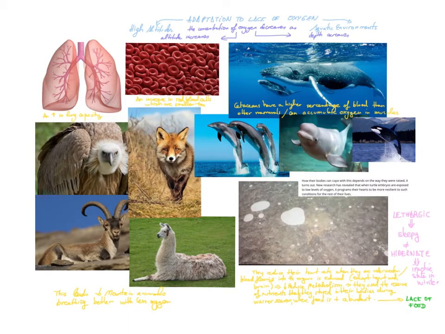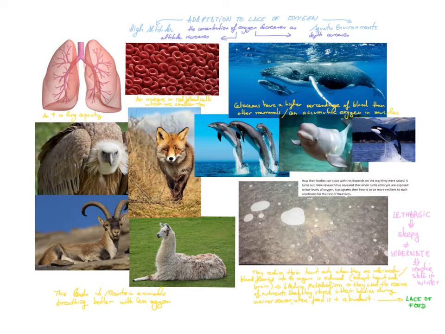The adaptation to lack of oxygen. Where can we find a lack of oxygen? We find it especially in high altitudes and aquatic environments. Why? Because the concentration of oxygen decreases as we go deeper in an aquatic environment or as we go higher in high altitudes.